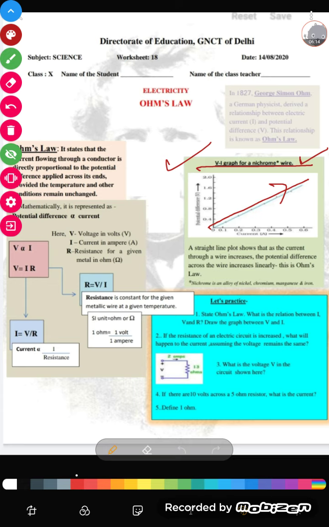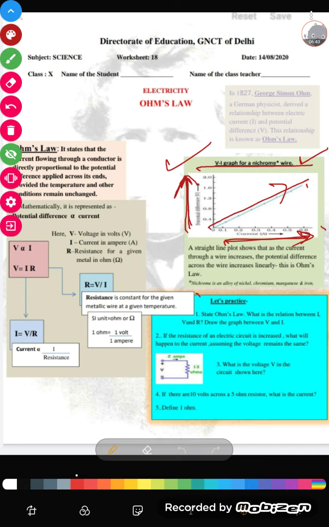Okay, so here we have the x-axis and this is the y-axis. Here we have the value of current, and on this axis we have potential difference. As the value of current increases, the value of potential difference also increases linearly. Linearly means it's a straight line graph.